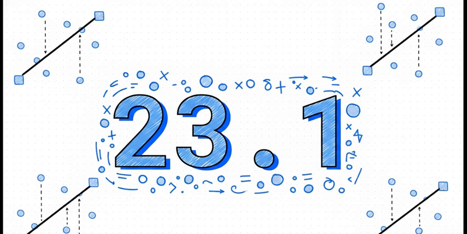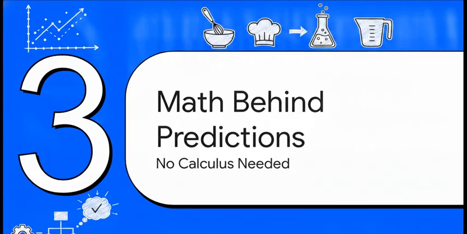And what this proves is that fitting a line isn't just about subjective human judgment or eyeballing it. There is a definitive mathematical best answer that we're aiming for, the point where the total error is literally as small as it can possibly be. But now that we know what the target is, how does a computer actually find that perfect line? Because it's definitely not manually dragging it around like we just imagined. Let's get into it in Section 3, the math behind predictions.